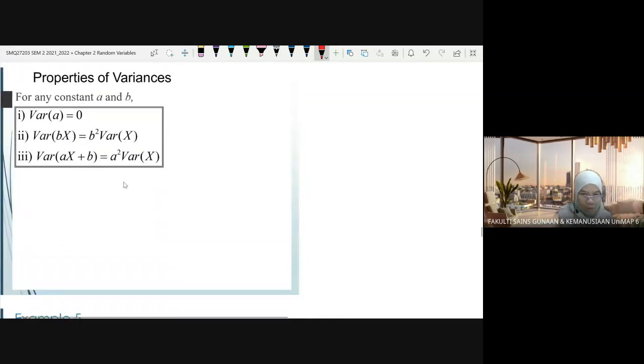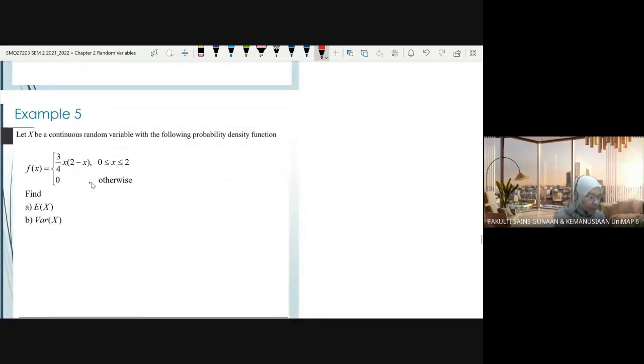The same goes to the property of variance. Okay, for the coefficient, when you take it out, you square it. The same goes to the third condition. Let us look at the first example.